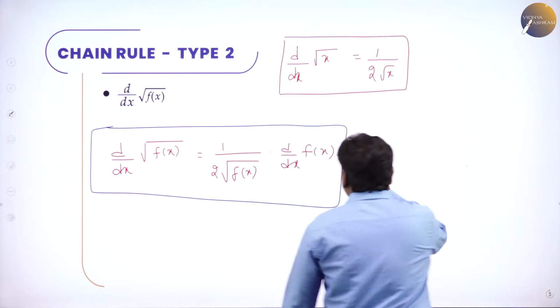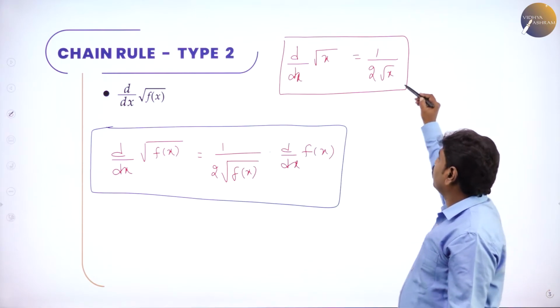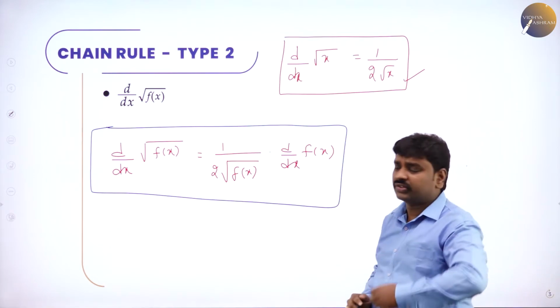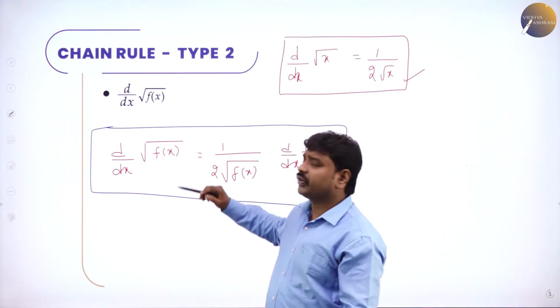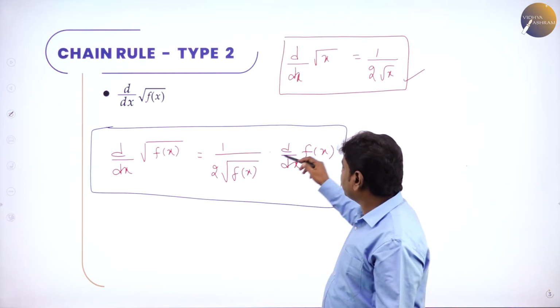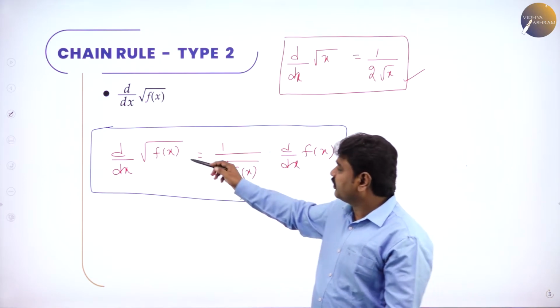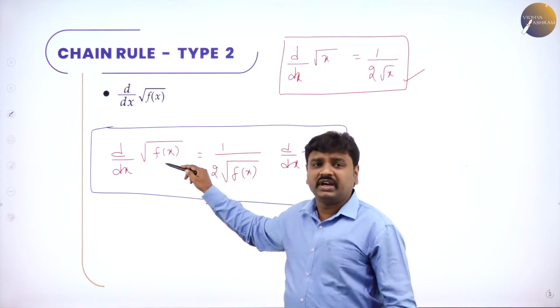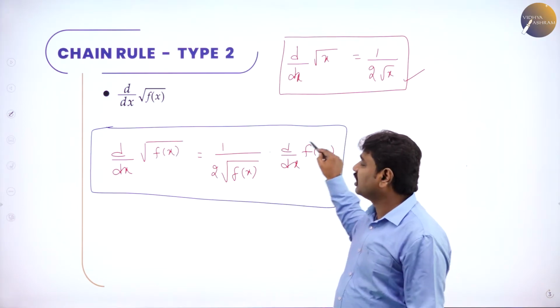Now, the second example for this. Before we go to this, let us recollect. What is the differentiation of root x? 1 by 2 root x. What is the differentiation of root of f of x? 1 by 2 root f of x into d by dx of f of x. If it is root x, we write 1 by 2 root x and stop. But inside the root we have a function, so into d by dx of the internal function.